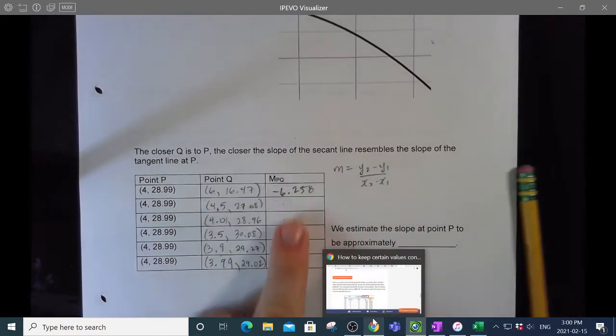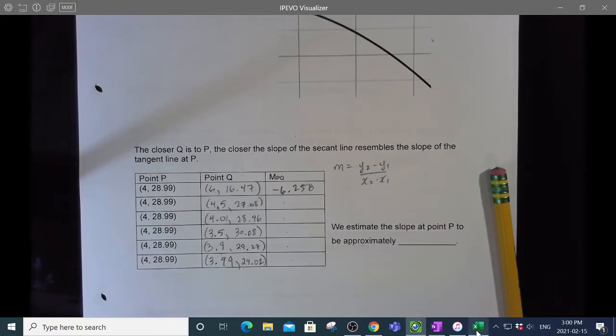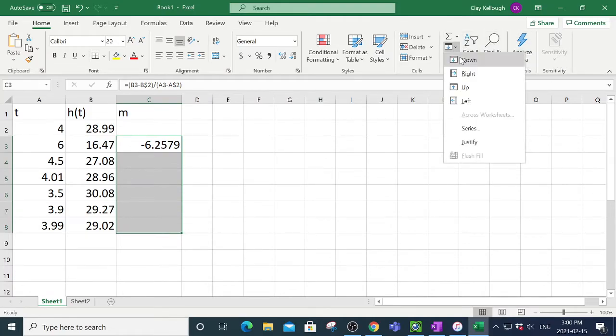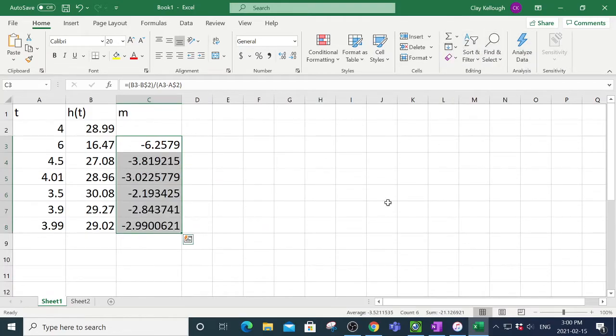Now, how do I get the rest of these numbers? Well, I get them by filling down. And now that I've put in this dollar sign, it'll stay A2 and B2, but then B3 and A3 will change to B4 and A4, and then 5, and then 6, and then 7, and 8. So I can just quickly fill down, and boom, there's the rest of the numbers that we got on that chart.